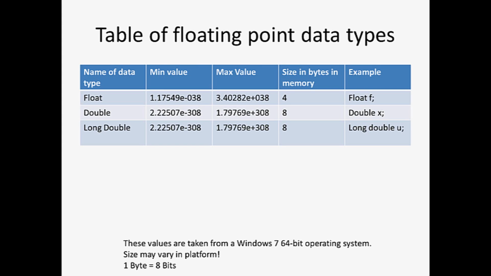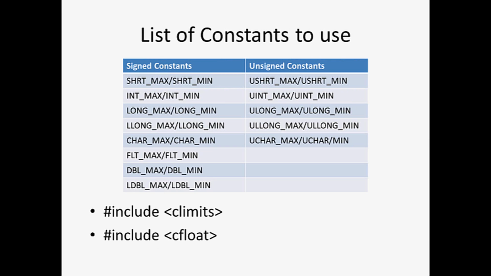So here we have a table of floating point data types. These are all signed, they can't be unsigned. And again, 1 byte on this system is 8 bits. I'm using Windows 7 64-bit. The table shows the minimum value, the maximum value, how much memory it takes, and then an example declaration. Note that on some systems, long double won't be the same. It may be bigger, it could be 128 bits. It depends on your operating system.